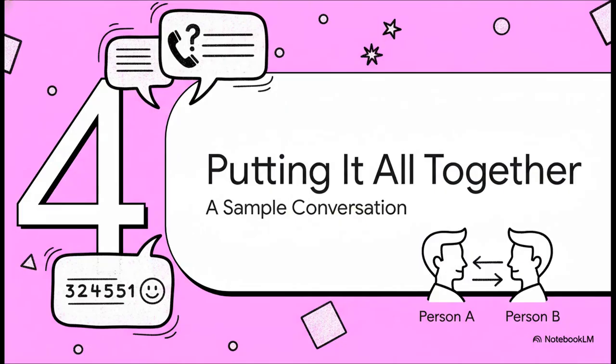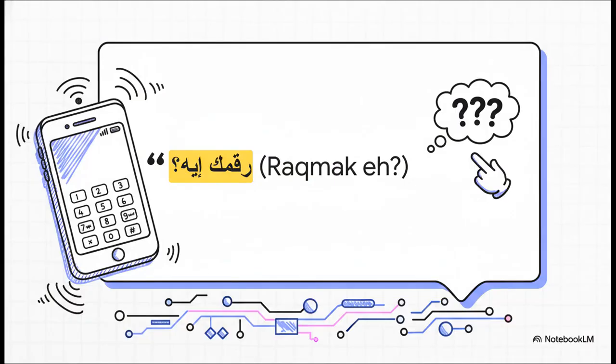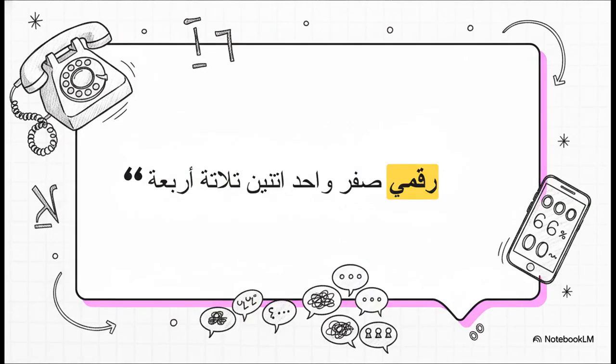All right, let's see how this all clicks together. We're going to walk through a really quick, simple conversation so you can see the flow. We'll have person A ask and person B will give their number. So person A is going to kick things off with that direct question we just learned. Rakamake. Simple as that, straight to the point. Okay, now listen to how person B replies. This is so important. They start with rakmi, which means my number is, and then they just say the digits one by one. Let's have a listen.